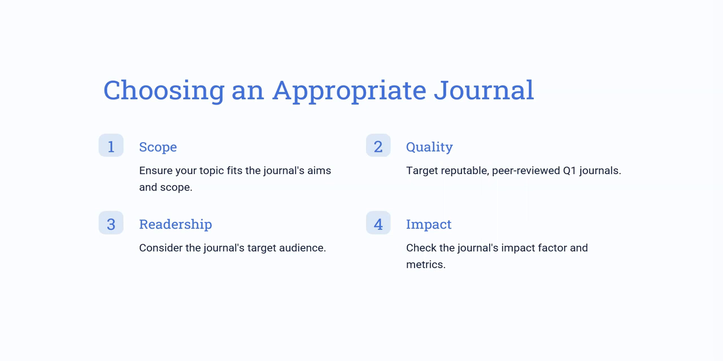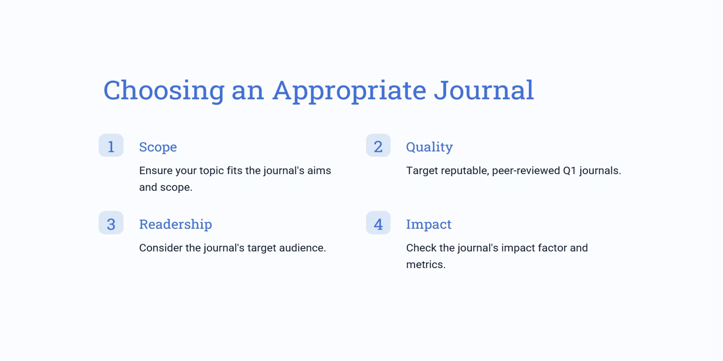Another thing is to target a reputable peer-reviewed Q1 or Q2 journal first. How do you target the reputed journal? There are different techniques. How do you identify the journal? There is one method called web scraping, and every journal has a journal suggester tool or journal finder tool.